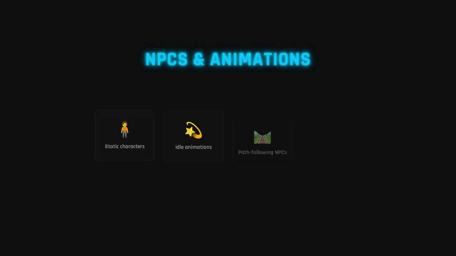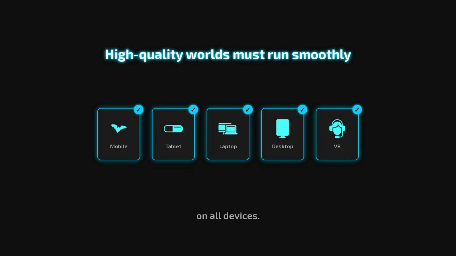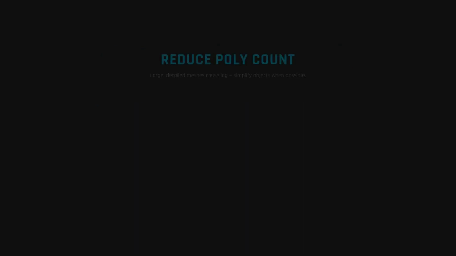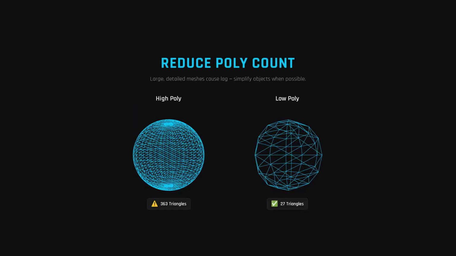NPCs and animations: you can add static characters, idle animations, path-following NPCs, interactive characters. This creates life and activity. High-quality worlds must run smoothly on all devices. Reduce poly count. Large detailed meshes cause lag.